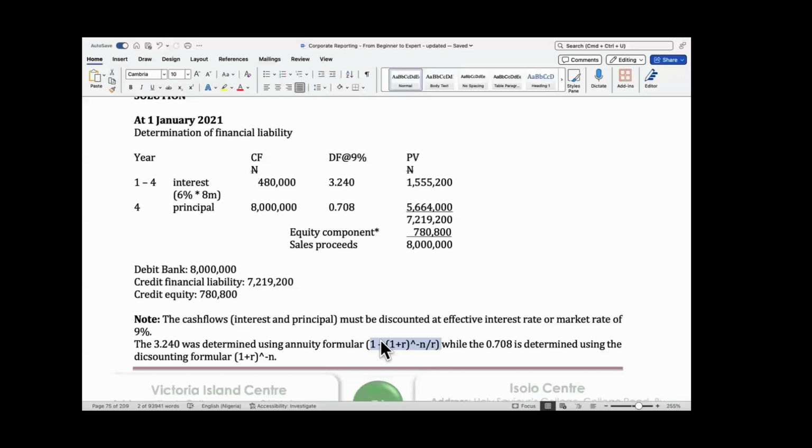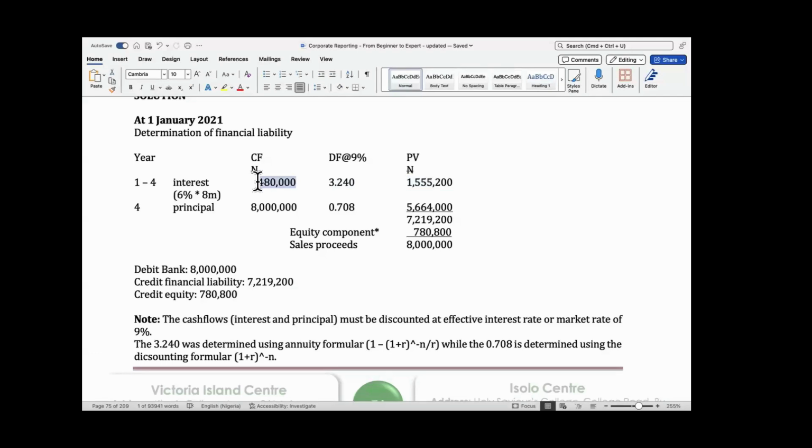If you punch your calculator, where you see r as 9%, please don't use 6% as the discount rate. You have to use the market rate. r is 9%, which is the market rate. n is 4 years, right? If you punch your calculator, it gives you 3.24. If you multiply this 3.24 by 480, the interest, by the annuity factor, that gives you 1.5 million.